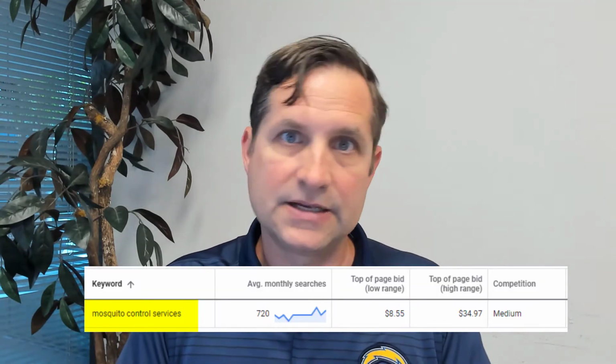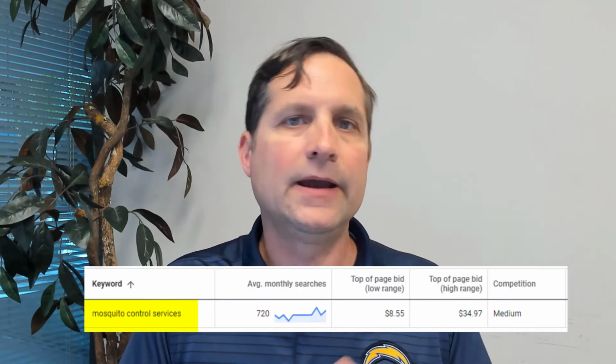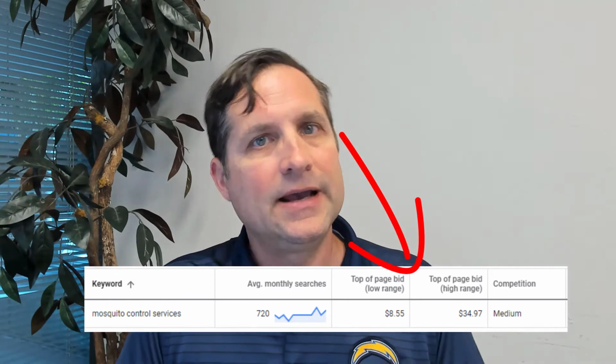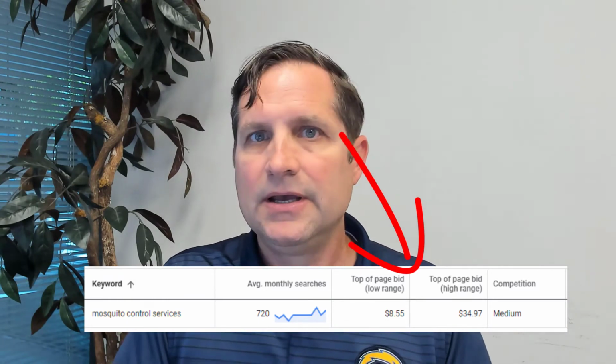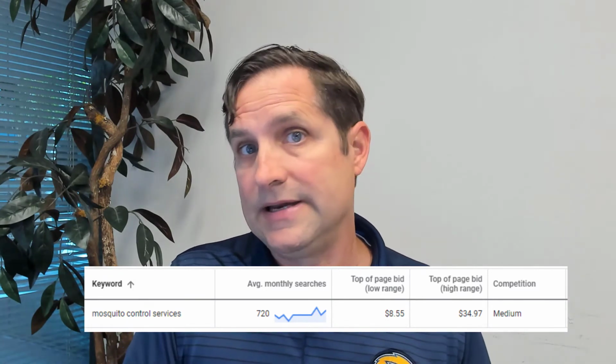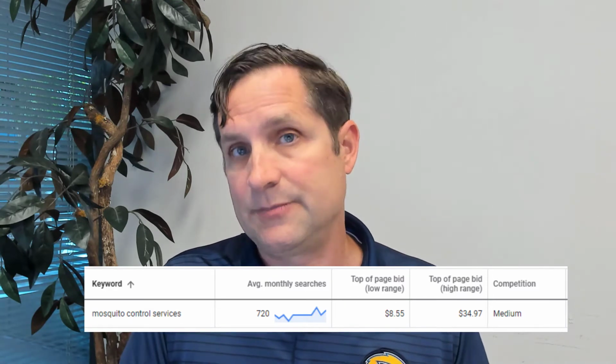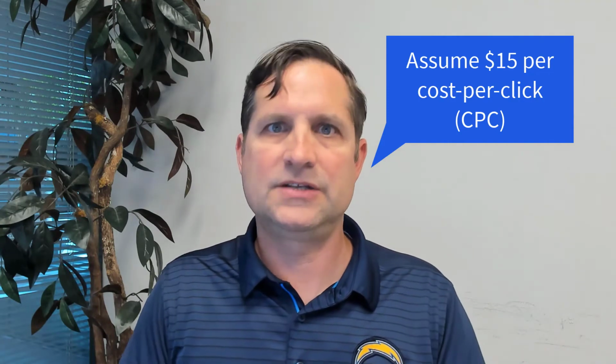So in this case, I'm using mosquito control services as a keyword to research. And the Google Keyword Planner tool is estimating that top of page bid for that is going to be somewhere between $9 and $35 in a cost per click. So that's kind of giving us an estimation. So for illustrative purposes, for this case, let's just assume we're going to go after $15 cost per click.